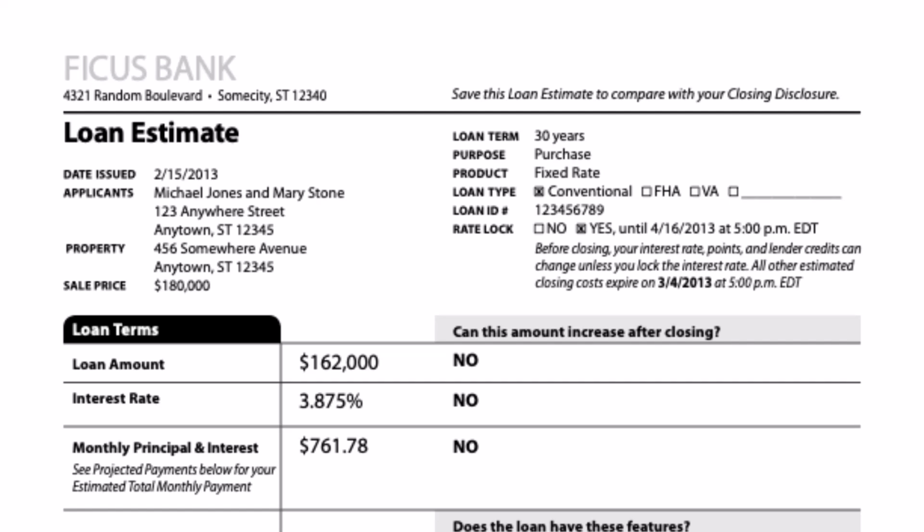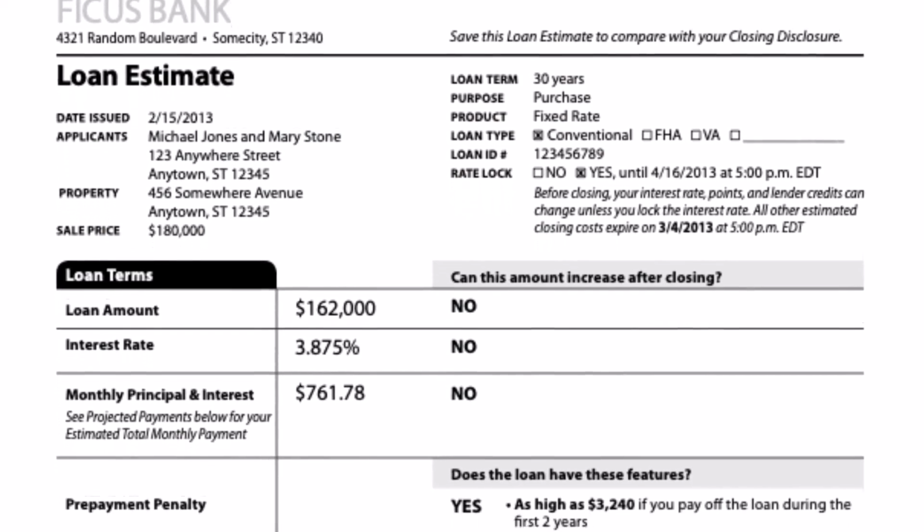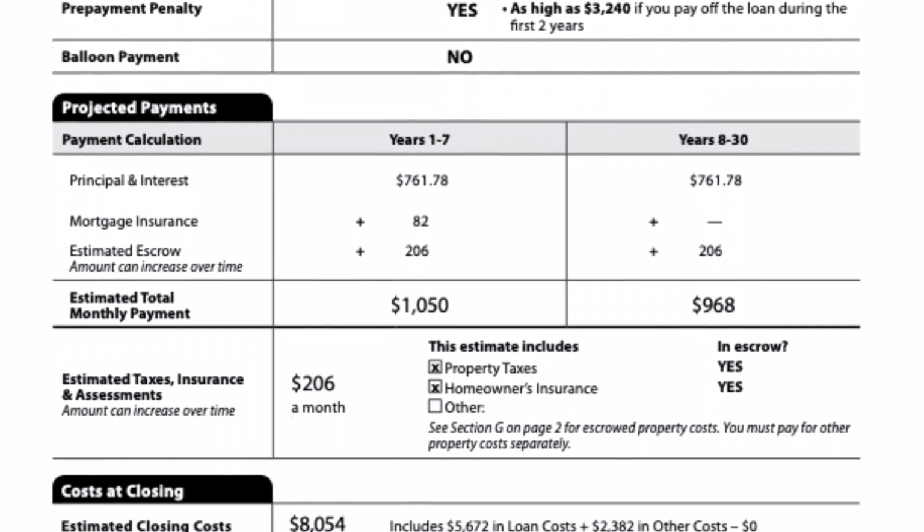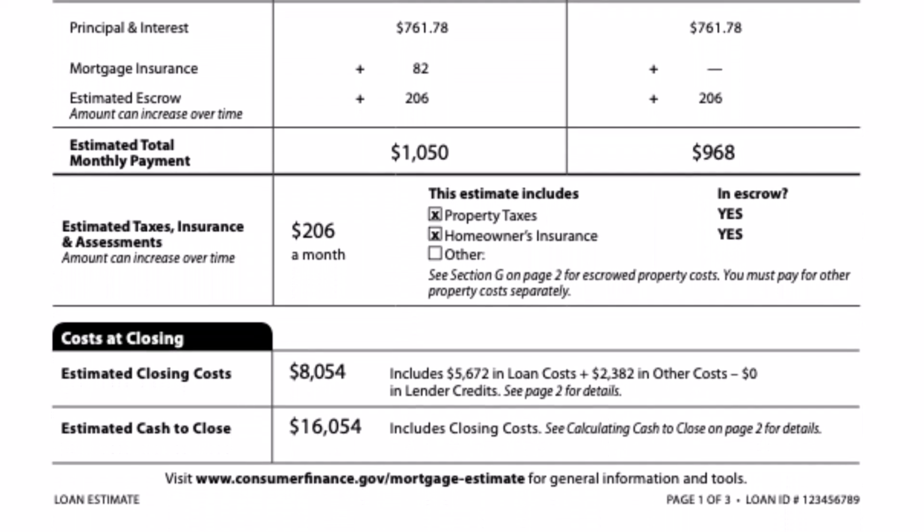This example can be found on the CFPB website. The link is in the description. Pro tip, prior to diving into the loan estimate, make sure that the loan estimate looks like the example as shown. If it does not look like the one shown here, ask your lender to supply you with an official loan estimate. By law, it needs to be provided to you within 3 days.